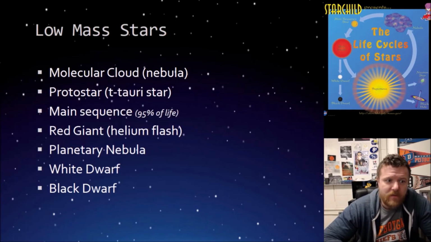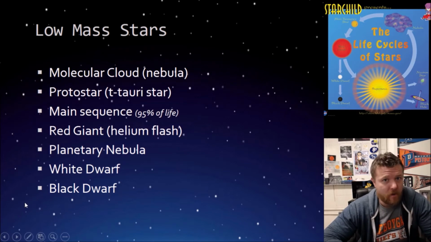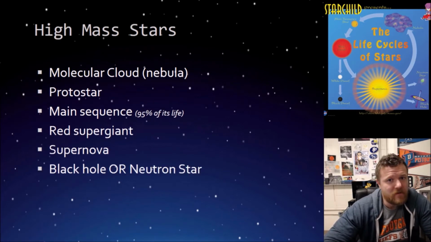Make sure that you have each one of these things listed on your flowchart for a low mass star. For a high mass star, make sure you have each of these on your flowchart.